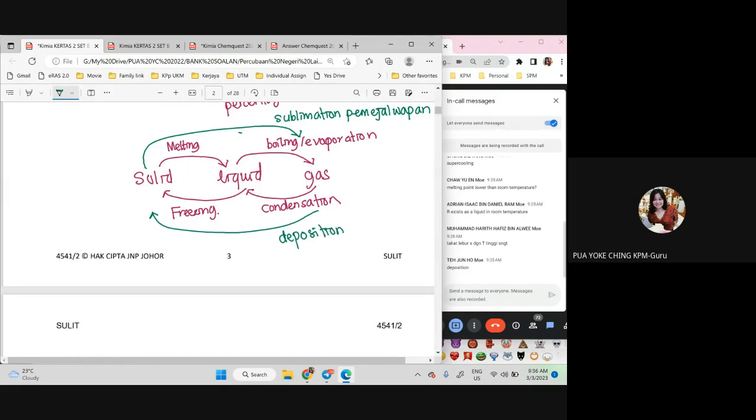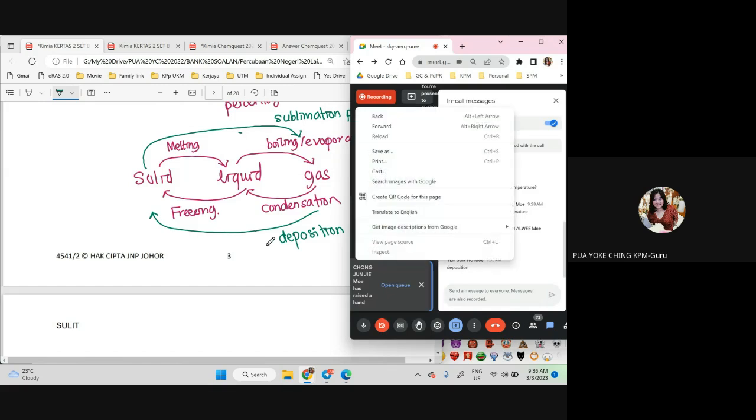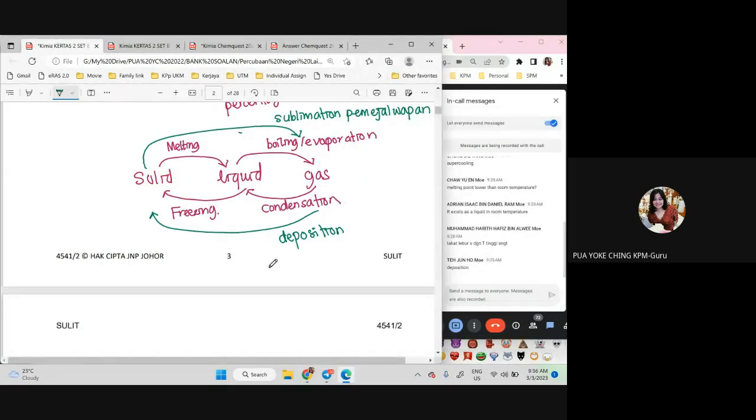Jangan guna syllabus lama. Syllabus lama is still sublimation. Itu ialah syllabus lama KBSM. You are KSSM. BM. Ada orang jawab BM kan? Takkan seorang pun tak ada. No one?